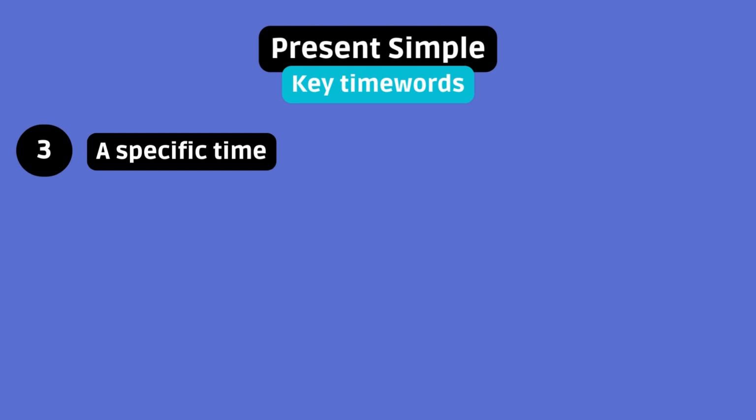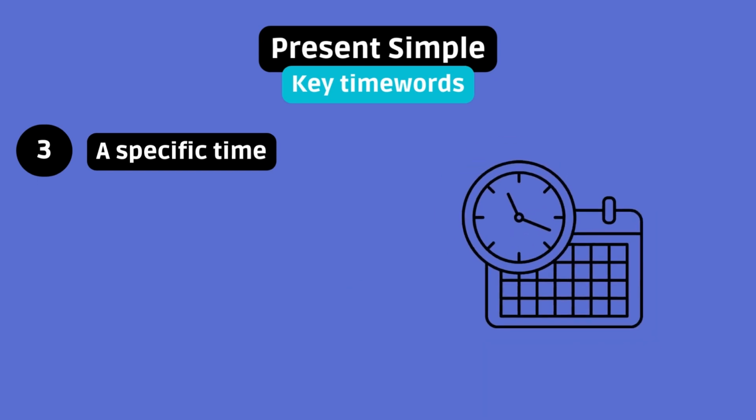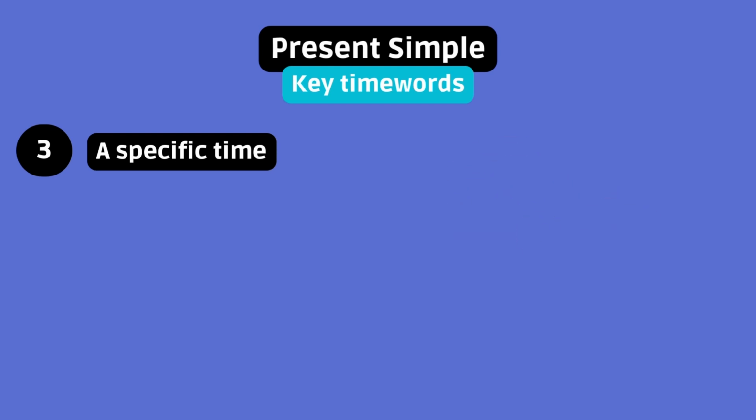3. A specific time. Any expression relating to a specific time can be combined with the present simple to detail a fact, a habit, or a planned event. These time words help clarify the regular nature of actions. They provide a clear context and time frame for the action described, making it easier to understand the speaker's routine or schedule. These words can be found at the beginning or the end of a sentence.